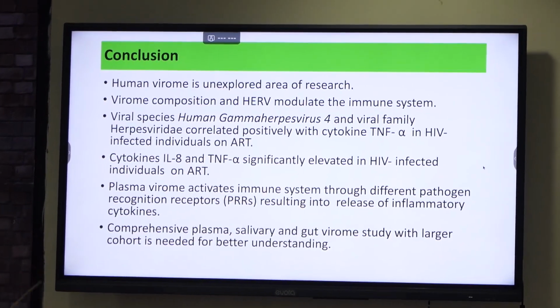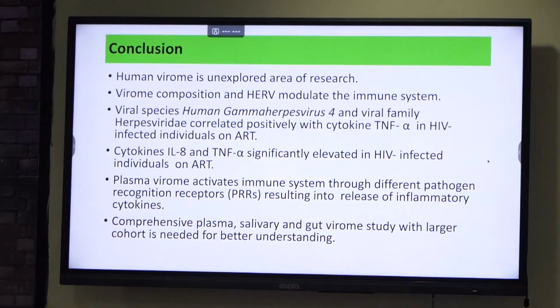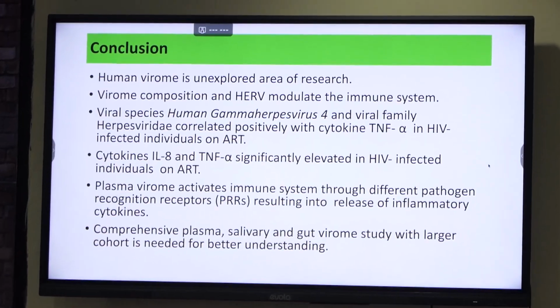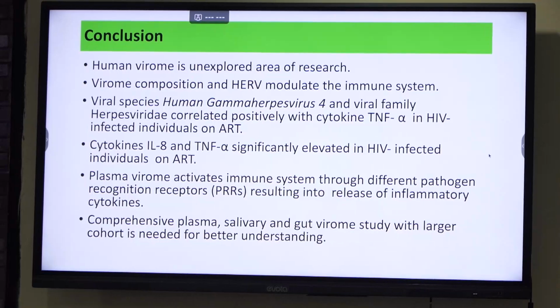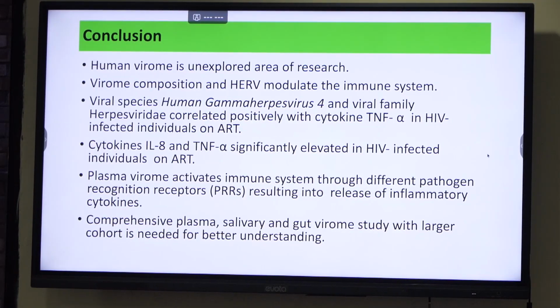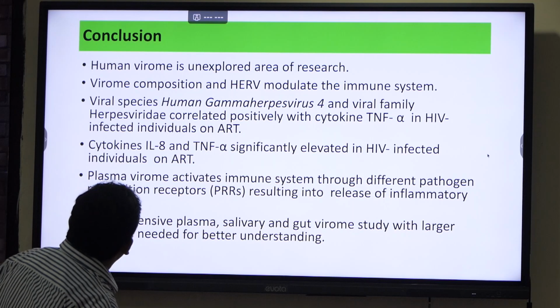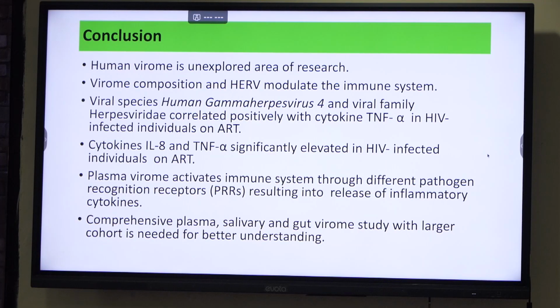So the conclusion we get out of it is that the human virome is an unexplored area of research. As I said in the beginning, virome composition and HERV modulate the immune system. Viral species human gamma herpesvirus 4, and viral family Herpesviridae correlated positively with cytokine TNF-alpha in HIV-infected individuals on ART. Cytokines IL-8 and TNF-alpha were significantly elevated in HIV-infected individuals on ART.